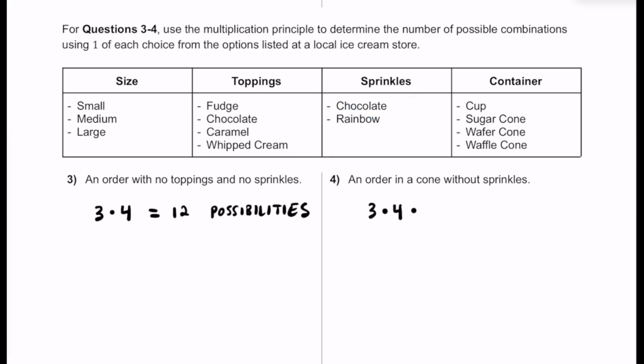And then we do have to choose, it says it's going to be in a cone. So how many options are there for cones? Well, there's really 3 options for the cones here. And so you have to read carefully and know what they're asking. And so in this case, 3 by 4 is 12 times 3. So there's going to be 36 possibilities or combinations.